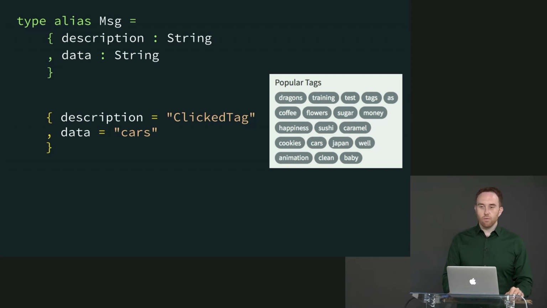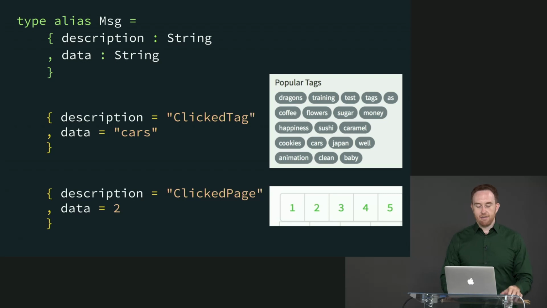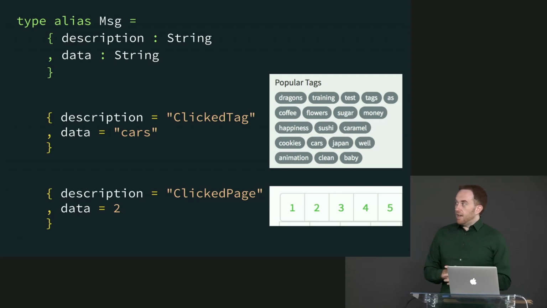Now we're going to want to introduce a new message for pagination. When the user clicks on one of these inside of our view, we're going to want to specify another one of these records that says, here is the page that the user clicked on, and here's the description that says they clicked on a page. So we would have description equals clicked page, data equals 2, and we have a problem.